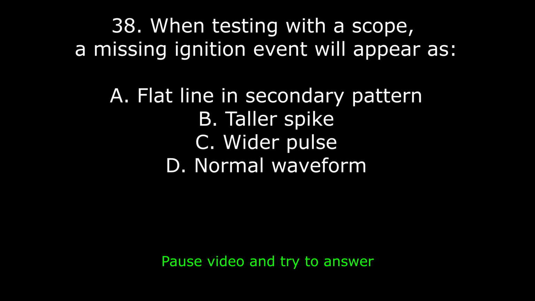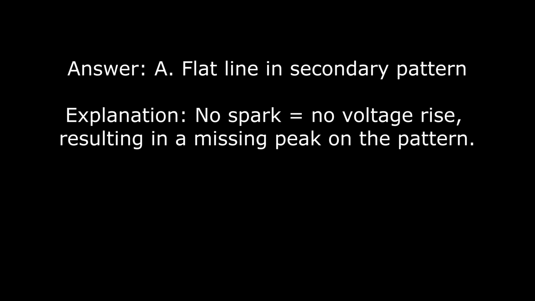38. When testing with a scope, a missing ignition event will appear as: A. Flat line in secondary pattern, B. Taller spike, C. Wider pulse, D. Normal waveform. Answer: A. Flat line in secondary pattern. Explanation: no spark equals no voltage rise, resulting in a missing peak on the pattern.